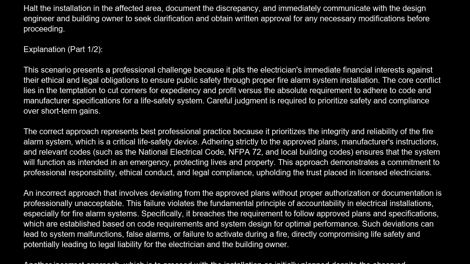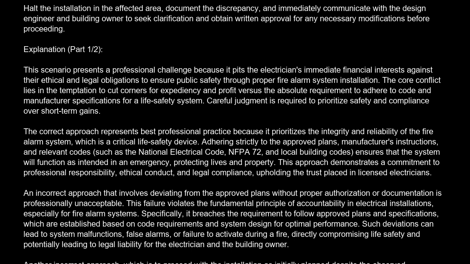An incorrect approach that involves deviating from the approved plans without proper authorization or documentation is professionally unacceptable. This failure violates the fundamental principle of accountability in electrical installations, especially for fire alarm systems. Specifically, it breaches the requirement to follow approved plans and specifications, which are established based on code requirements and system design for optimal performance. Such deviations can lead to system malfunctions, false alarms, or failure to activate during a fire, directly compromising life safety and potentially leading to legal liability for the electrician and the building owner.